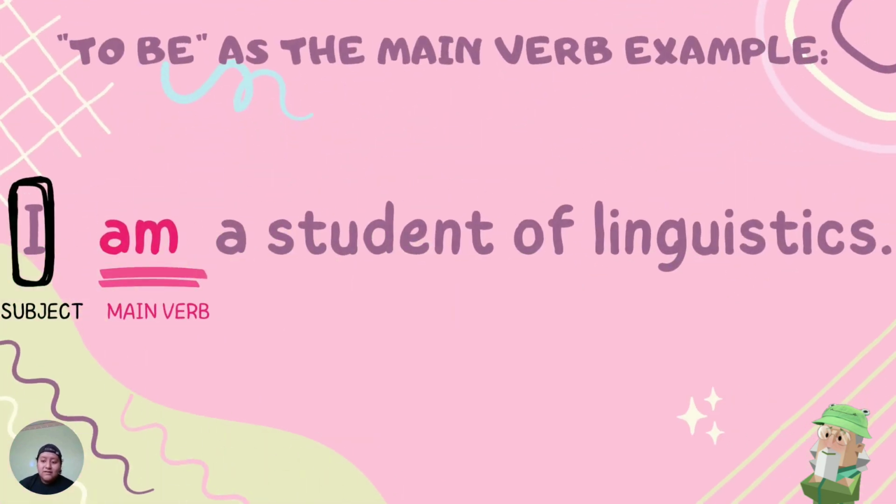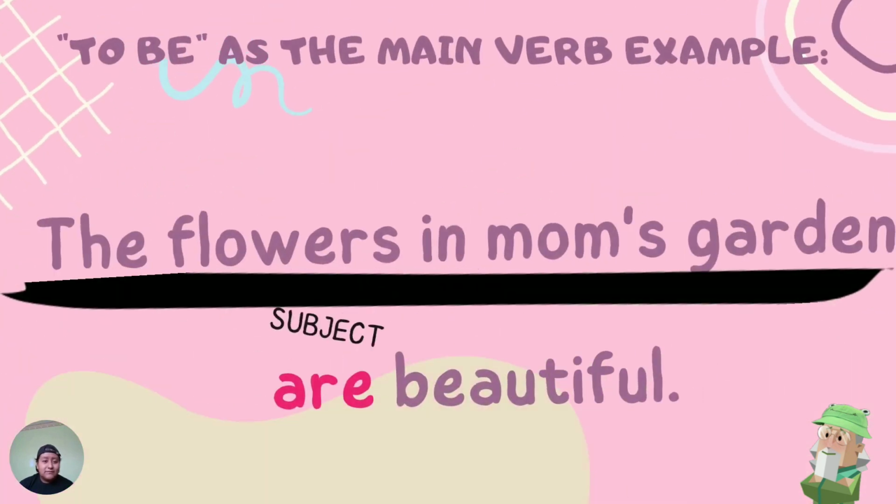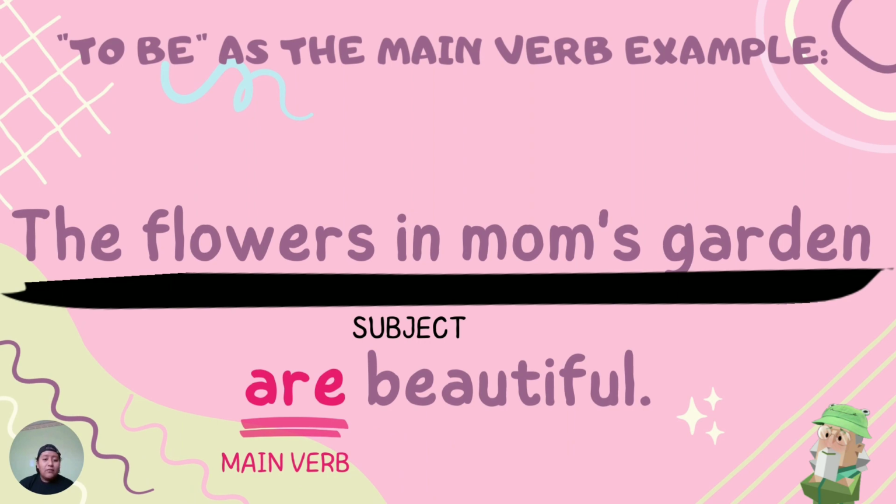Here we have more examples. These sentences are in present. For example, I am a student of linguistics. Am is our main verb, and I is a subject. The cat is very cute. The cat is the subject, and is is the main verb. The flowers in Mom's garden are beautiful. The flowers in Mom's garden is the subject, and are is the main verb.